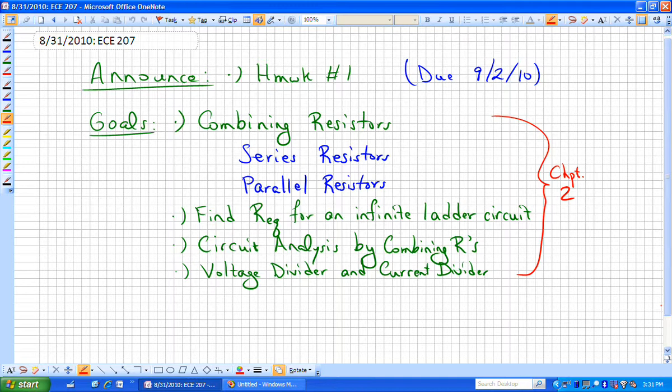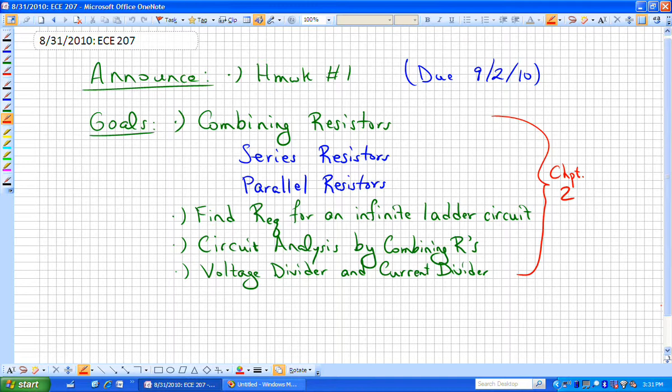Today we'll start with combining resistors. If we have a collection of resistors in series or in parallel, how are those combined? Then we will look at a particular example of how we might use that analysis, which is a little bit more difficult than series and parallel. We'll see if we can understand how to compute the equivalent resistance for an infinite ladder circuit. That hopefully will become clear as we work through that problem.